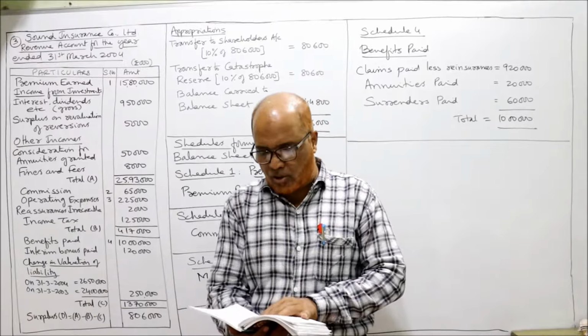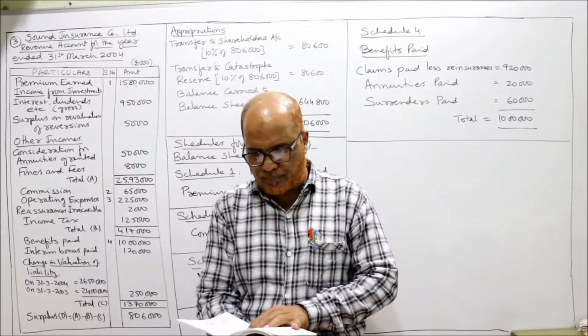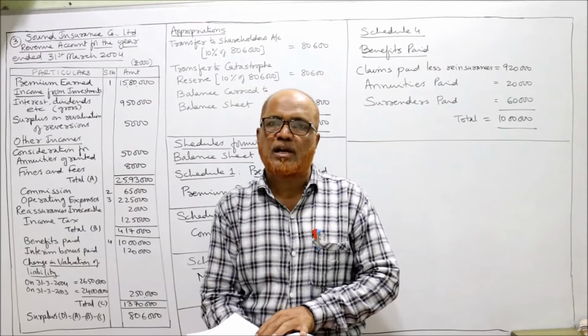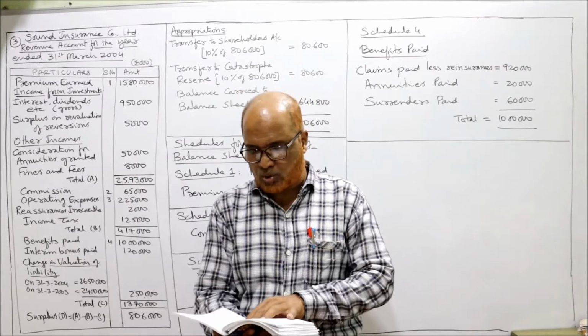Net liability on all contracts in force. Net liability, this is a new point given. So in this problem, some 3-4 new points are given. So remember those new points.